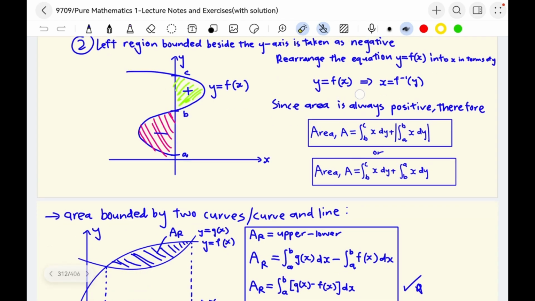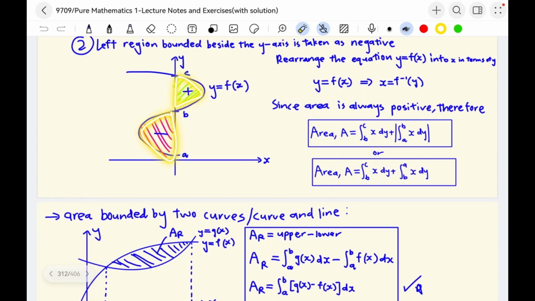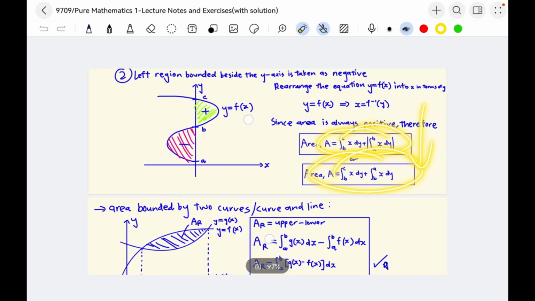So to get the area of both regions, calculate the positive region first. Easy part, to save your time. And then integrate the negative regions. Of course, you will get a negative value, so you have to take the modulus to make it positive, and then sum it up with the positive region that you have calculated. Okay, here's the summary. Please go through it by yourself.